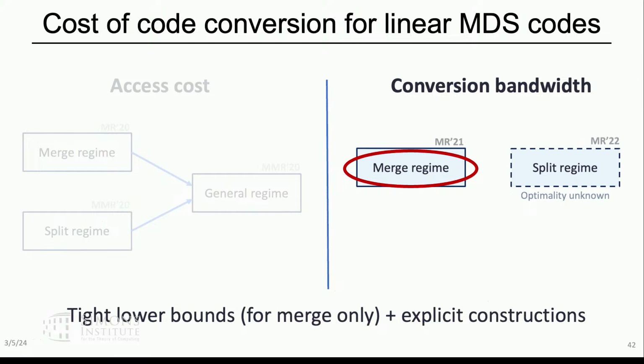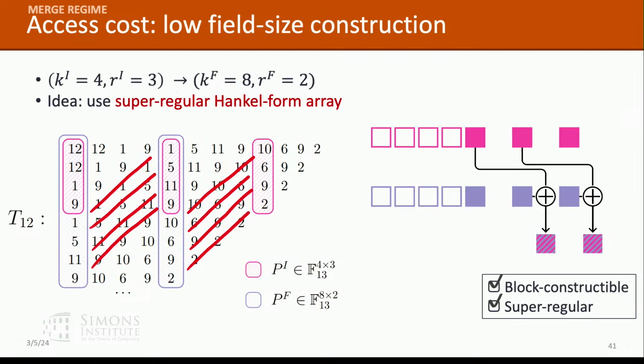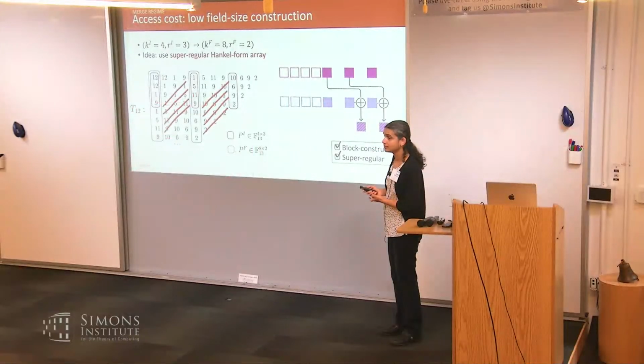Yes, Aditya. Okay, so here, if you look at your KI, RI, that code by itself could have been operated over GF(7), for example. But because of your large field size requirement, you have to operate over F13.